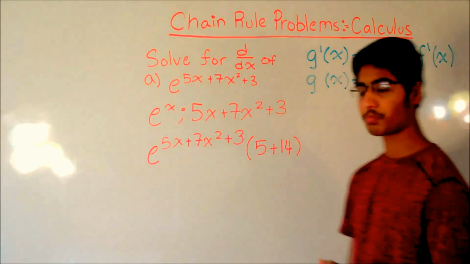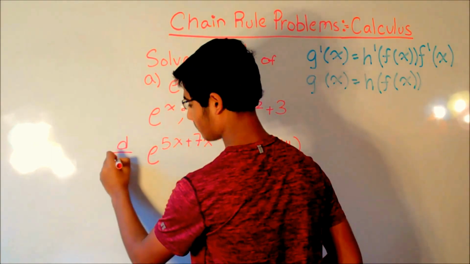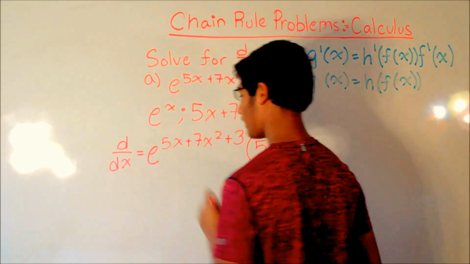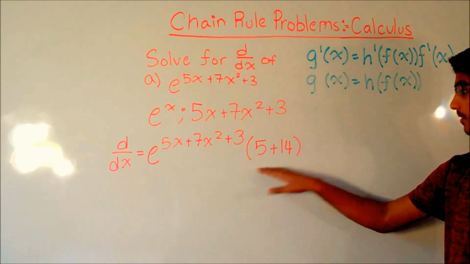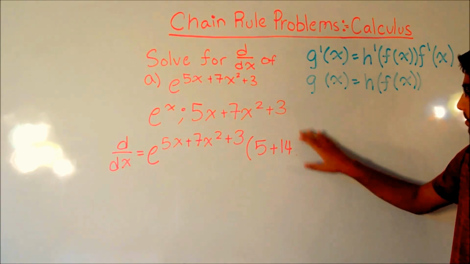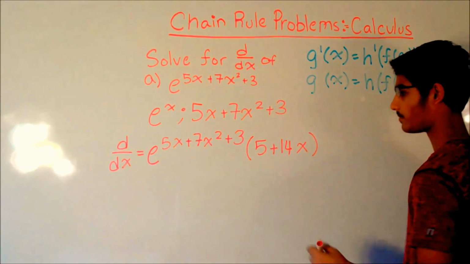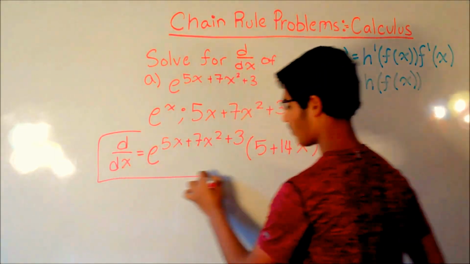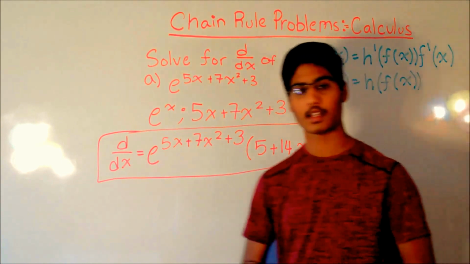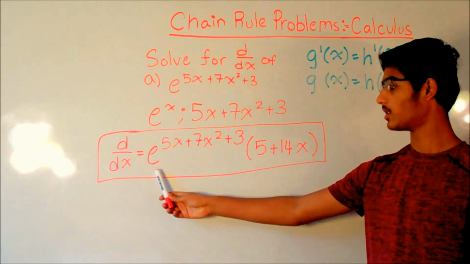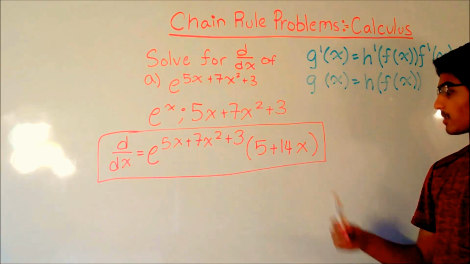So, the answer to this problem, d/dx, is equal to e to the 5x plus 7x squared plus 3 power times 5 plus 14x. Once again, the answer to this problem is d/dx is equal to e to the 5x plus 7x squared plus 3 power times 5 plus 14x.